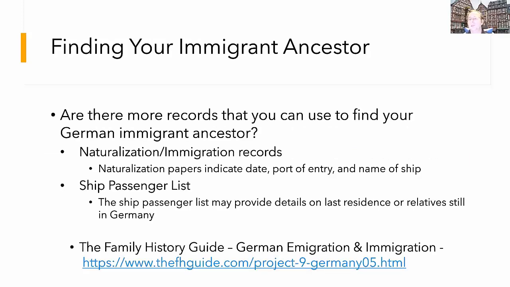So another set of records that you can easily get access to for many of these German immigrants are the naturalization and immigration records. And the naturalization papers indicate the date, potentially the port of entry, and the name of the ship. So this is going to give you some great information to move to that next step and look at the ship's passenger lists. And the ship's passenger lists may provide more details on the last residences or relatives that are still living in Germany.